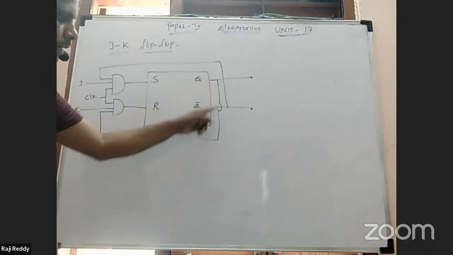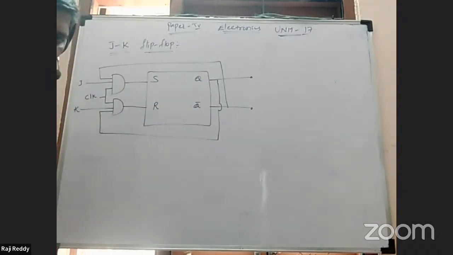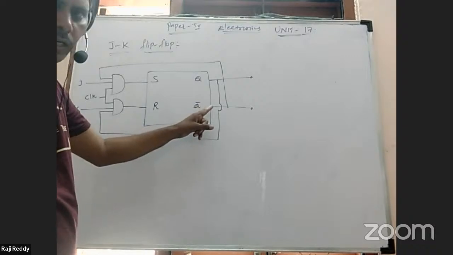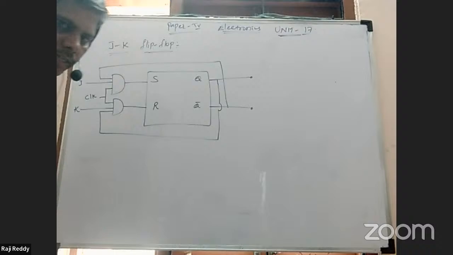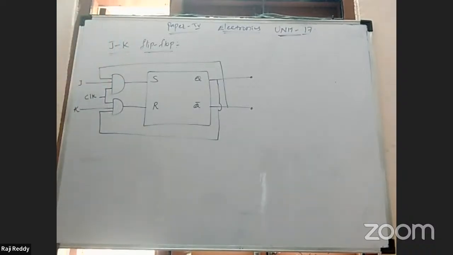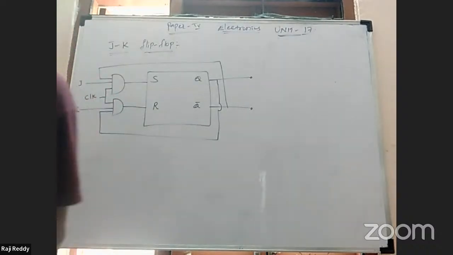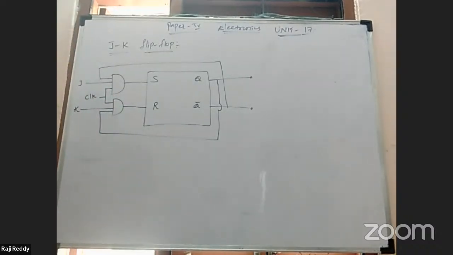Q output is connected to lower AND gate input. Q bar or Q dash output connected to upper AND gate input. Okay. Up to here is the easy one. This cross coupling of output to input changes the RS flip-flop into a JK flip-flop.